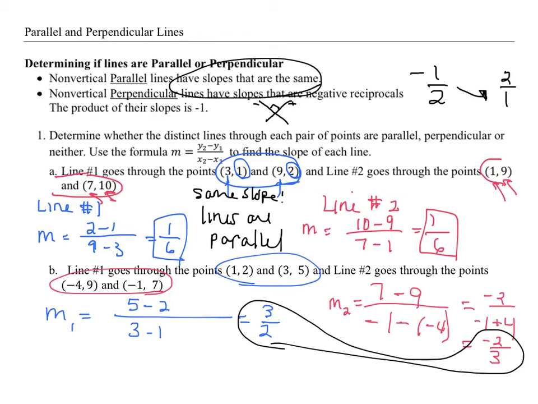So if we look at these two slopes, they're negative reciprocals. We have 3 halves. We flip and negate. So these lines are perpendicular.